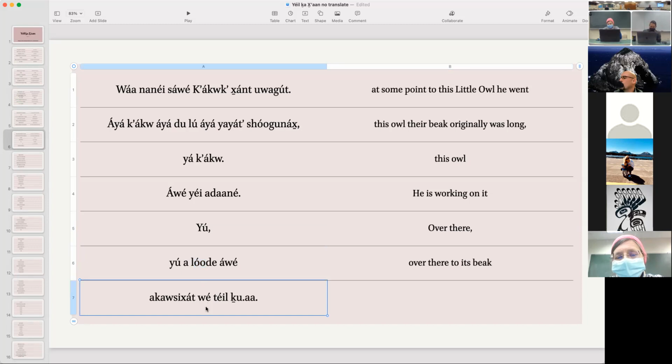Then this, we might have some stuff to look up here. Is that hot for resemble?